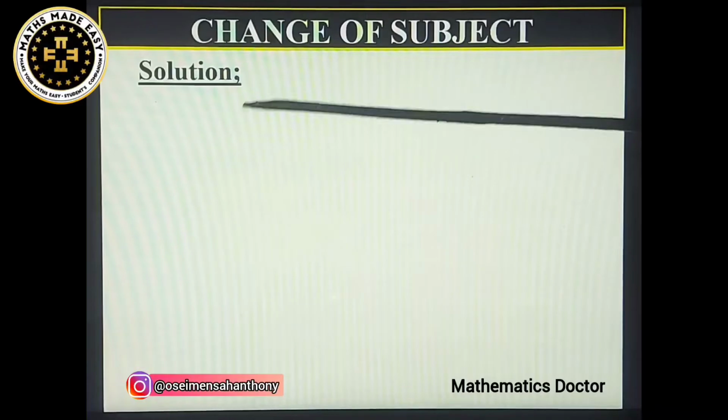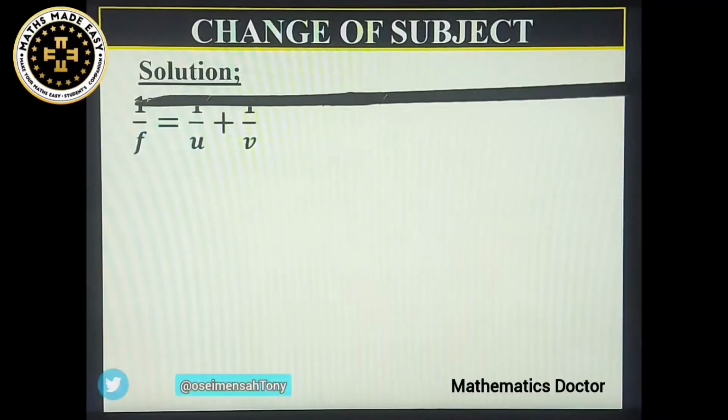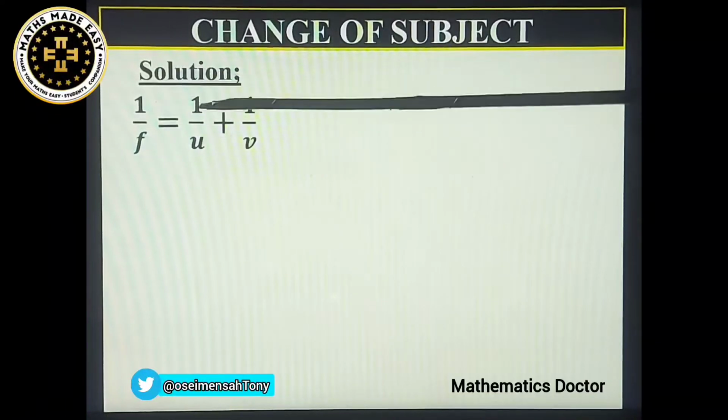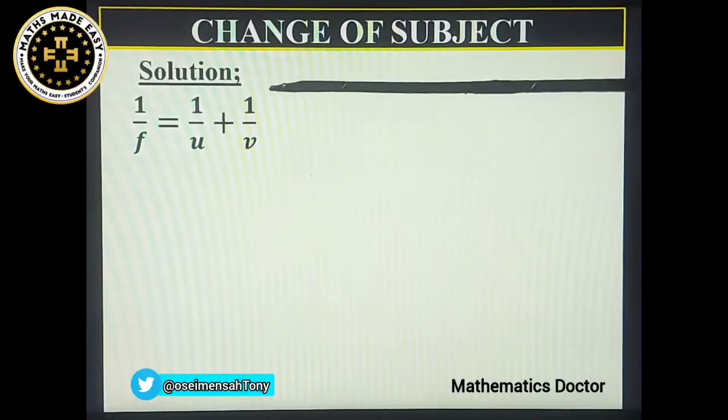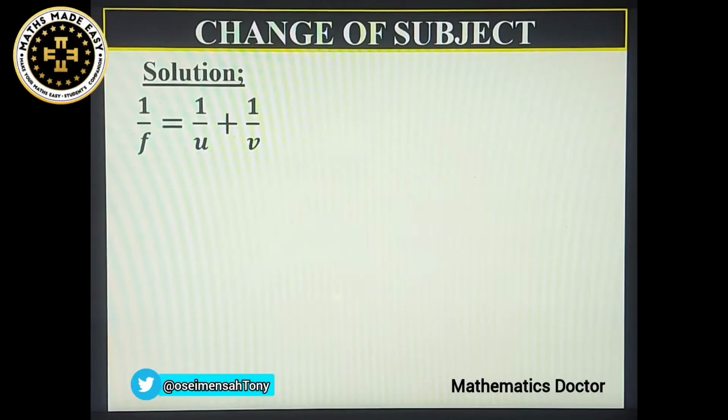Solution. Let us bring the relation. This is the entire relation, and we have 1 over f as a fraction, 1 over u as a fraction, and 1 over v as a fraction. Now we can use several methods to solve such a question, but we want to narrow everything down to 2 different methods.